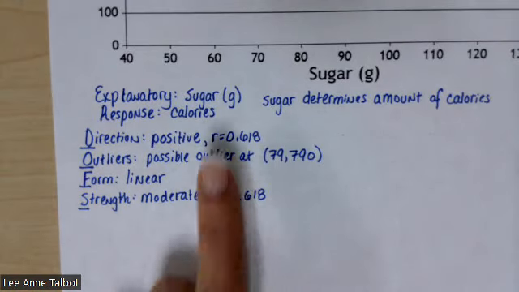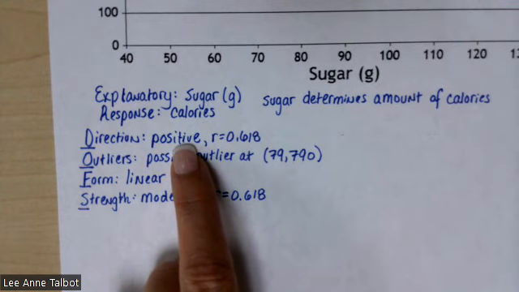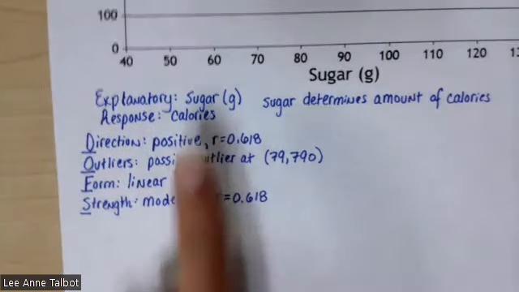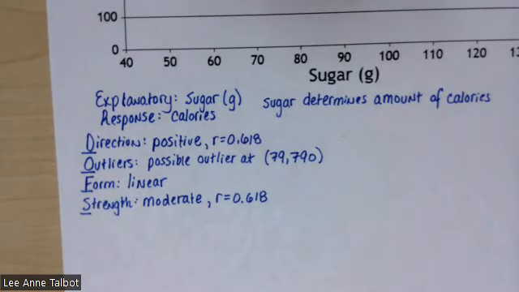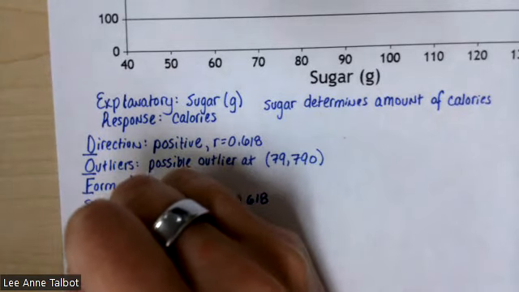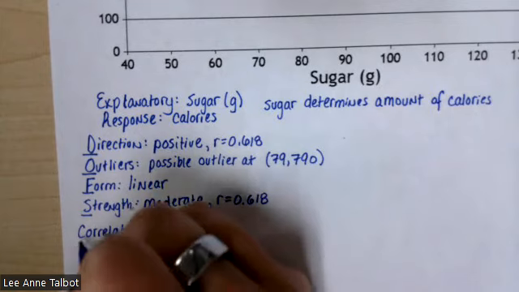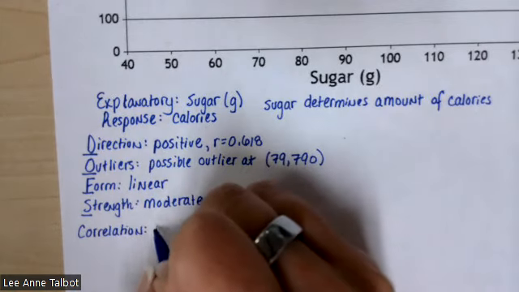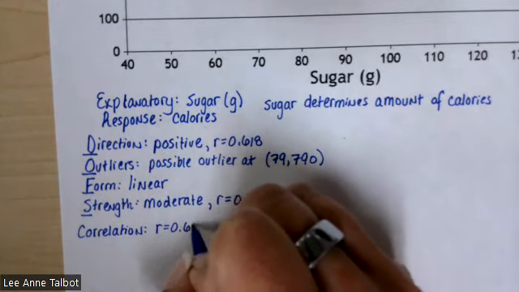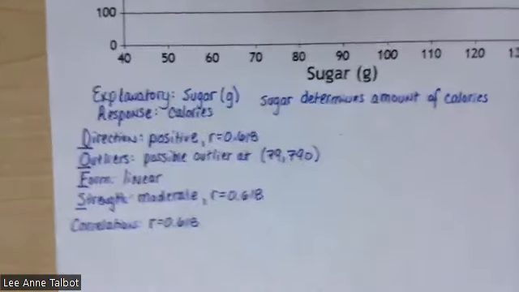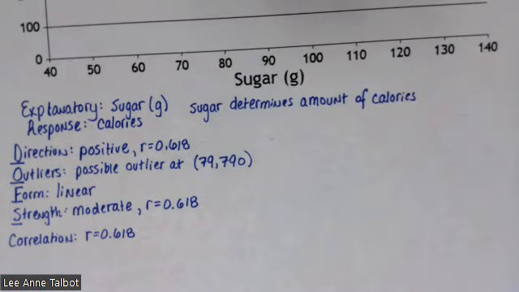Why does this justify the positive direction? Because it's a positive R, right? So positive R's mean positive direction. And also we looked at the graph and whatnot. Okay, next thing we learned was correlation. R equals 0.618. I found that using my graphing calculator. I'm going to teach you that tomorrow.